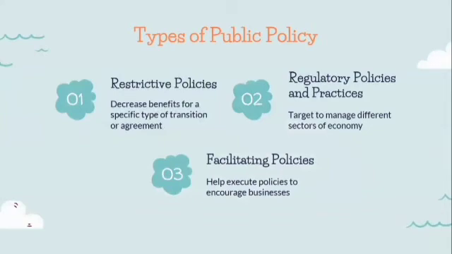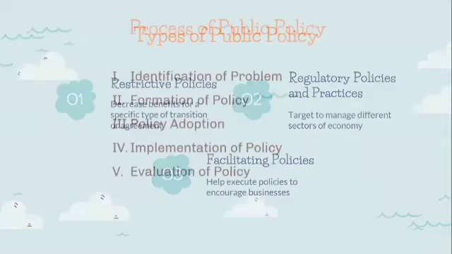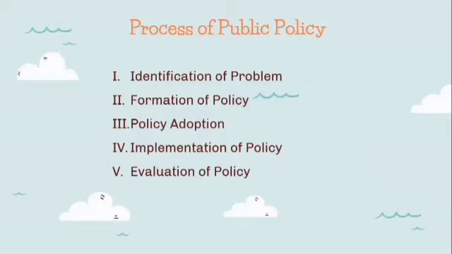So next, we have types of public policy. First is restrictive policies, which decreases the benefits for a certain type of agreement. And in regulatory policies and practices, they target to manage different sectors of economy, while in facilitating policies, they help execute policies to encourage businesses. So for the process of public policy, we have 5. The first one is identification of the problem, formation of policy, policy adoption, implementation of policy, and evaluation of policy.